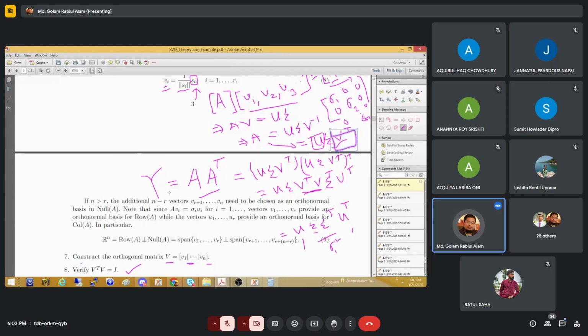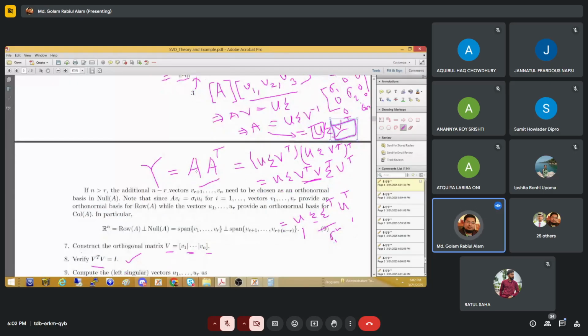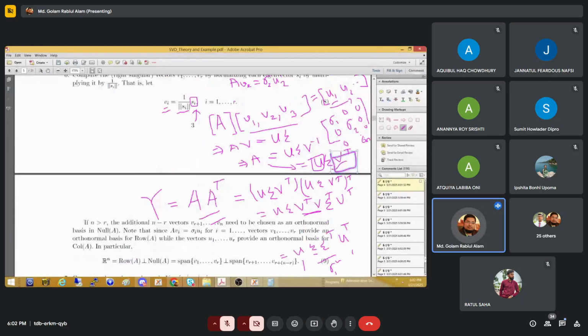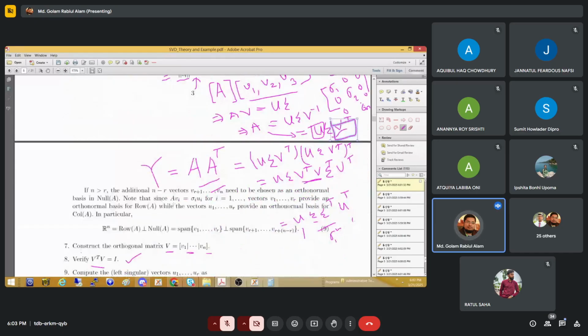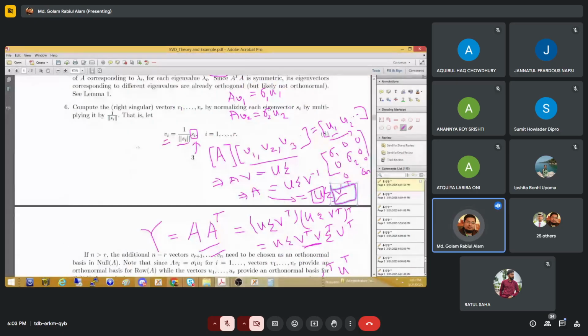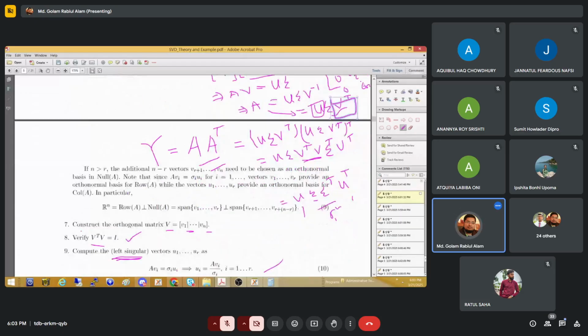So now what we have to do? We have to find out the eigenvalues and eigenvectors of A transpose. In a similar way, we have to compute now the U_i, which will be one over sigma_i times A v_i. So from that we will get the vectors for the left singular matrix, that is the U matrix.